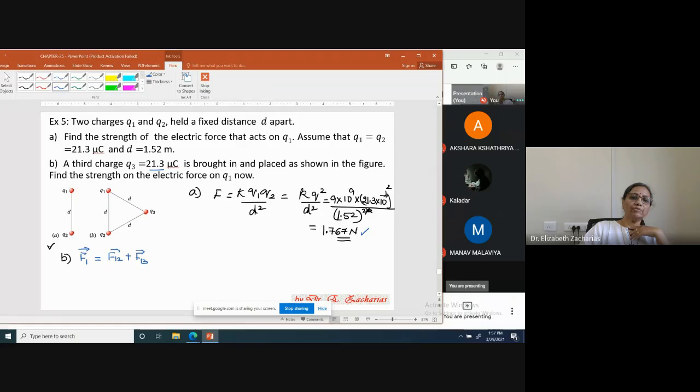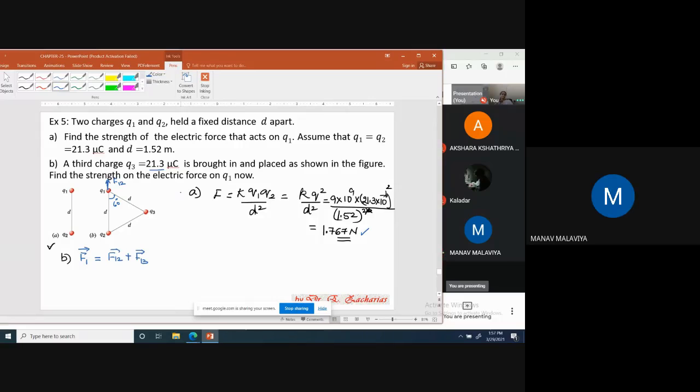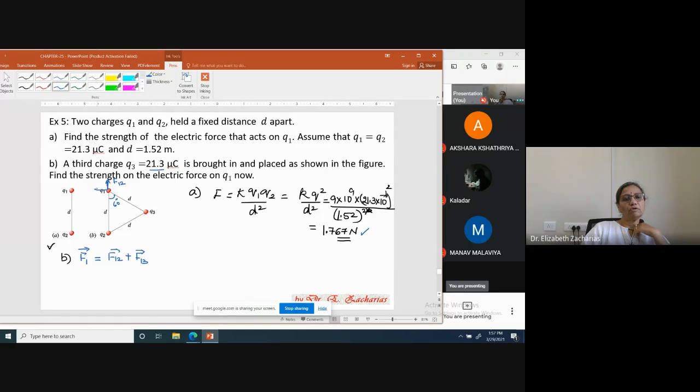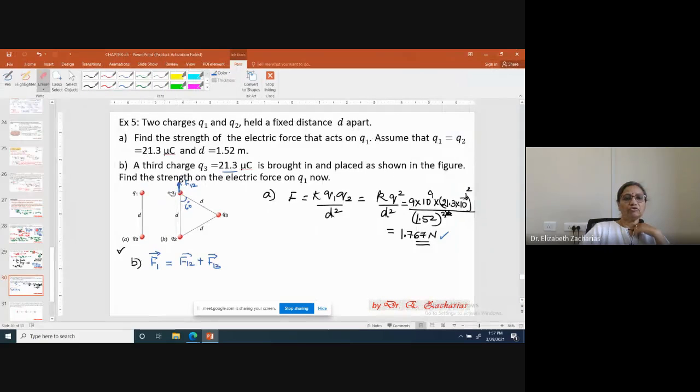Repulsive. So let me just put an arrow like this. So this is F12, and this angle is going to be 60 degrees. Similarly, what will be F13? Repulsive. F13 is also repulsive. So let's draw that. With repulsive, along this line itself, you draw one line. So this is going to be F13.